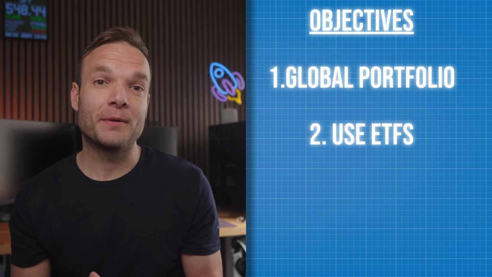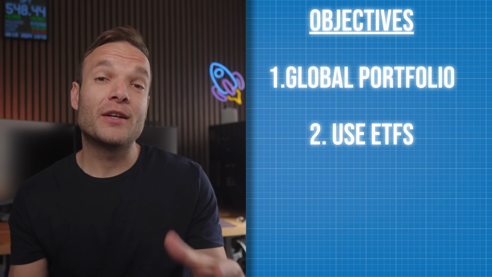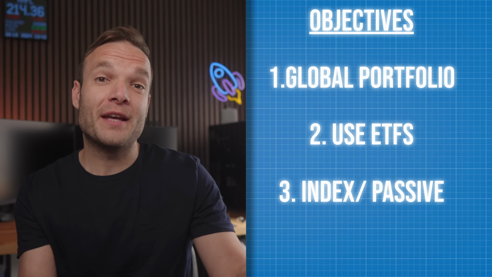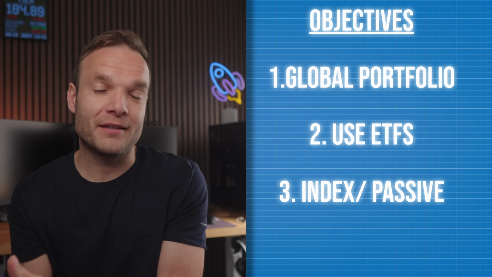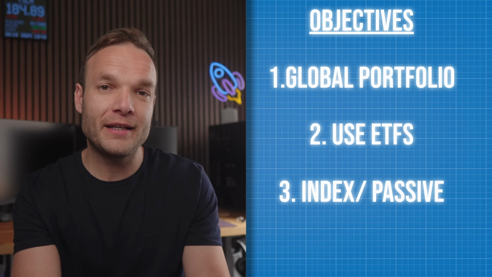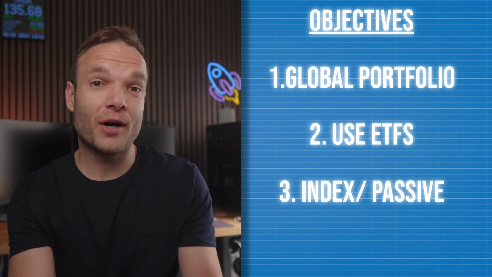Now secondly, I'm using ETFs as they allow you to invest in lots of different companies through one single investment. And if you pick the right ones, they can also be one of the lowest cost ways to invest as well. Finally, it goes without saying that I'm going to build this portfolio to be passive. So any ETF that I use, I just want it to follow some kind of index that will end up adding up to the whole world.